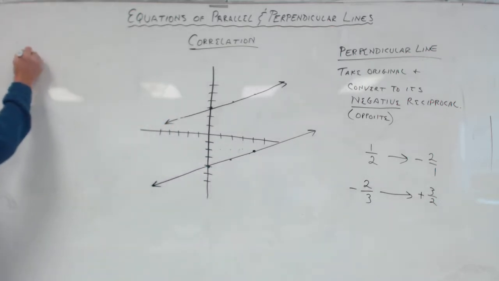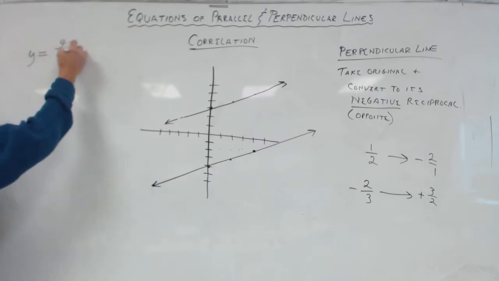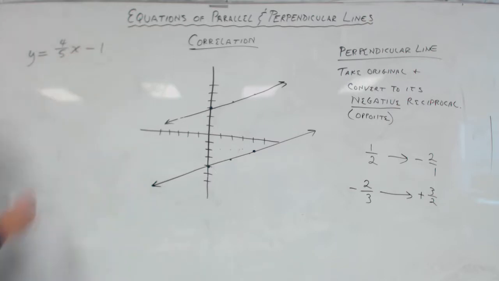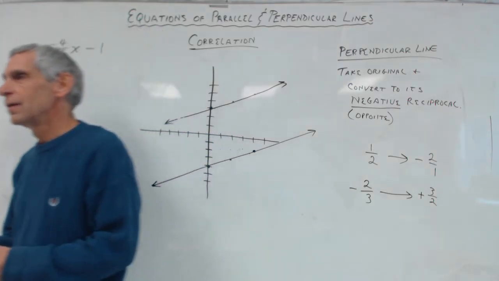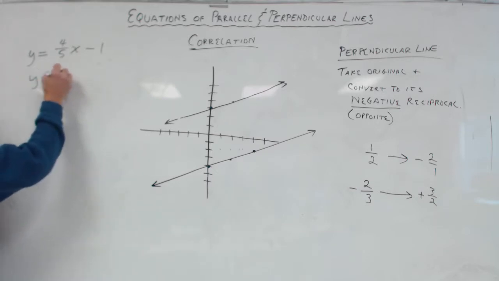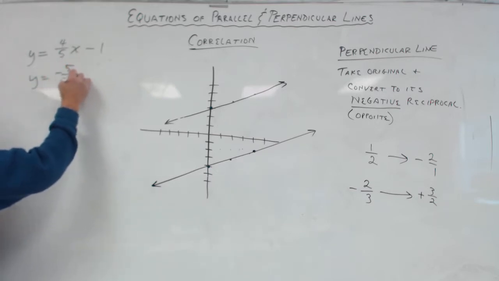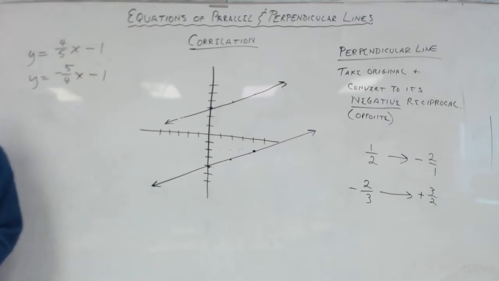So here we go. We've got y equals 4/5 x minus 1. Give me an equation, any equation, of a line that is perpendicular. Y equals negative 5/4 x minus 1. Yes.